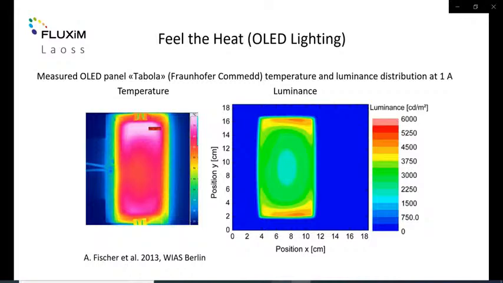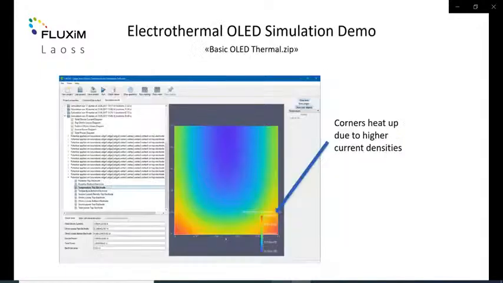Another effect that has been observed experimentally is the non-homogeneous surface temperature of the OLED lighting panel because of the feedback from temperature to current. This will also result in non-uniform light emission. Here we show the panel on the right-hand side. We want to simulate this effect using the thermal coupling option in LAOS. For simplicity, we can also simulate half of the panel.